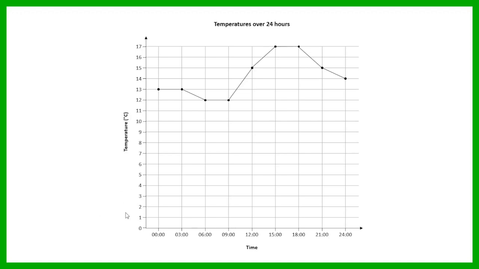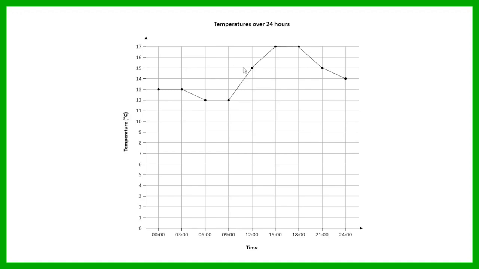Then you had to go and plot your points. So the first point is this one over here. That is at 13 at 12 o'clock midnight. Then we've got another point also at 13 at 3 o'clock in the morning. Then we've got a point at 12 at 6 o'clock in the morning. Then we've got this one over here, which is at 9 o'clock in the morning. It's also 12 degrees Celsius.